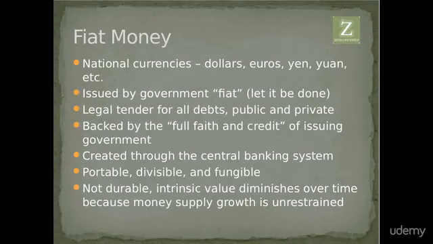Fiat money is very portable, divisible, and fungible, so it has been able to serve as money over short periods of time. But fiat money is not durable and its intrinsic value diminishes over time because the money supply growth is unrestrained. We will explore this further in our next lecture on monetary history, but the reason fiat money does not store value well over long periods of time is because it can be created from nothing in large quantities. This necessarily diminishes its purchasing power. Not surprisingly, central banks have a tendency to do just that, systematically create money in large quantities, thus destroying the value of the currency.